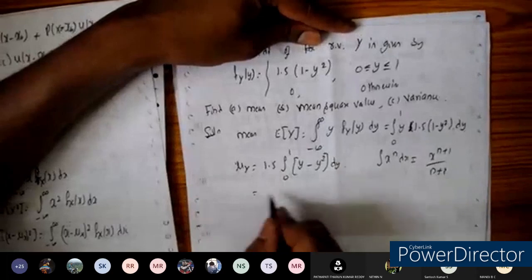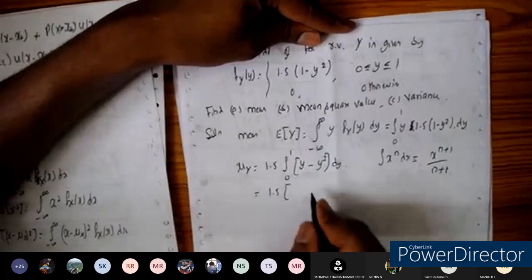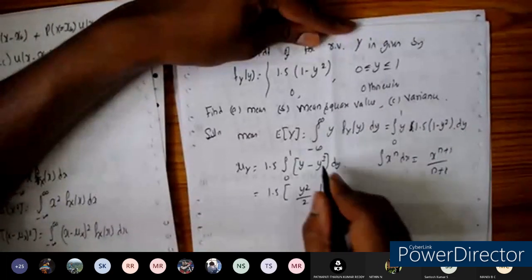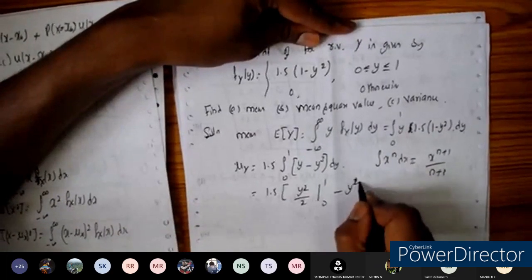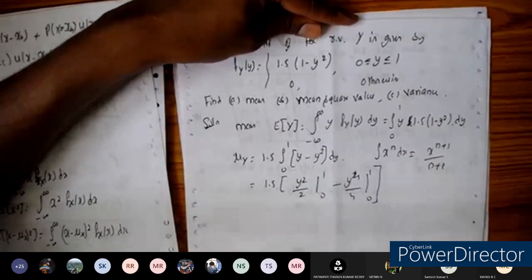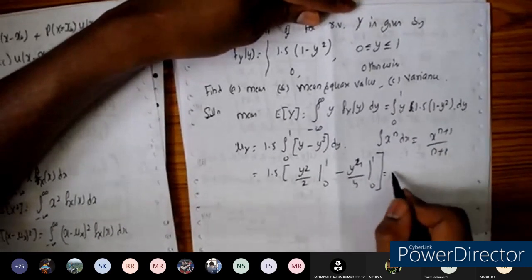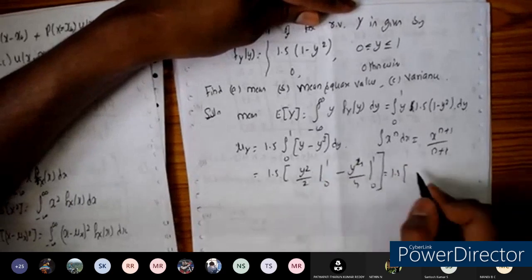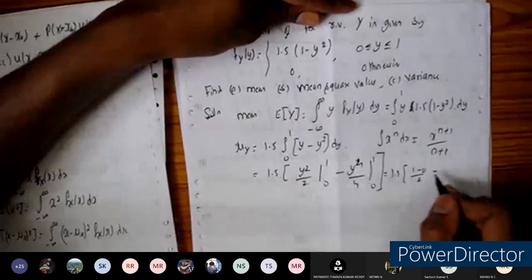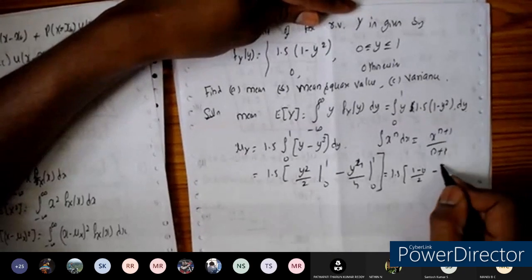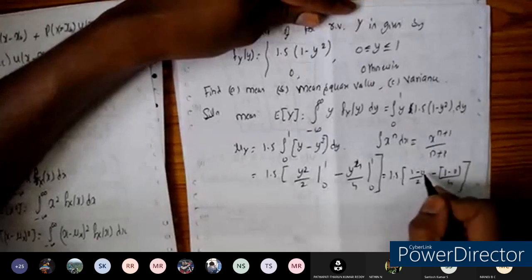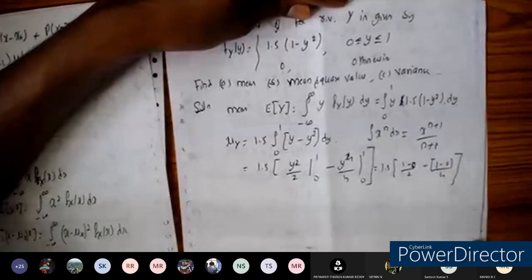So if you integrate this, it will become 1.5 times the integration of y, which is y squared by 2, with the limit 0 to 1, minus the integration of y cubed, which is y to the power of 4 divided by 4, with the limit 0 to 1. We can substitute the limit here. So this will become 1 minus 0 divided by 2 for y squared, and similarly for y to the power of 4, 1 minus 0 divided by 4.